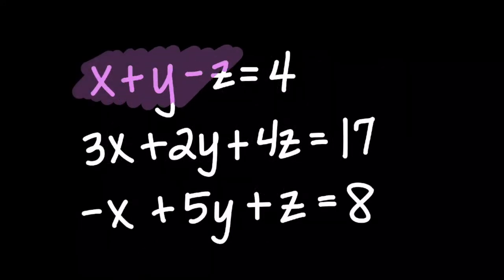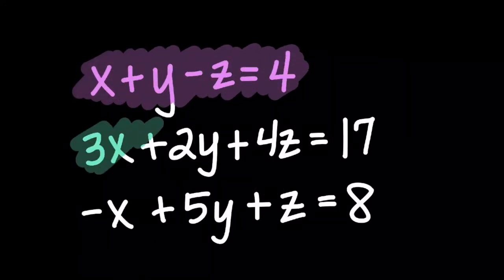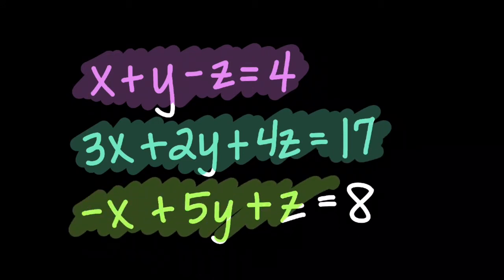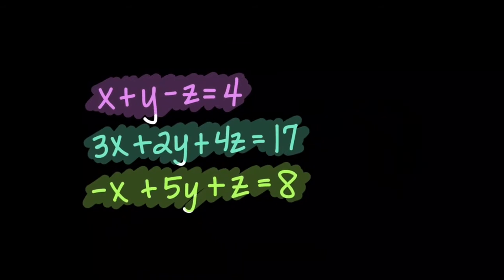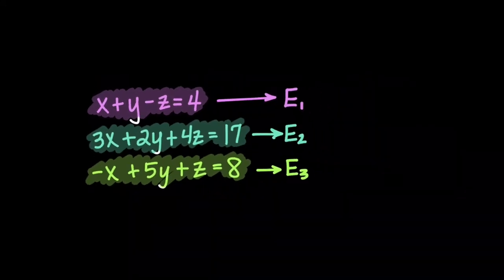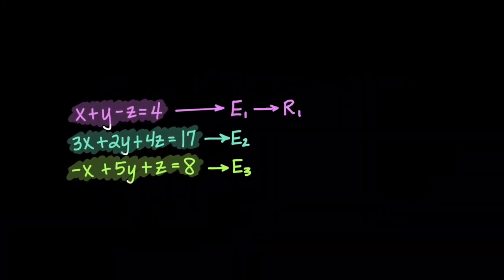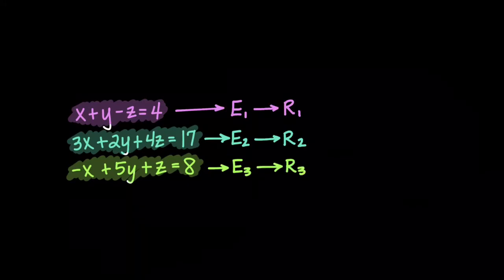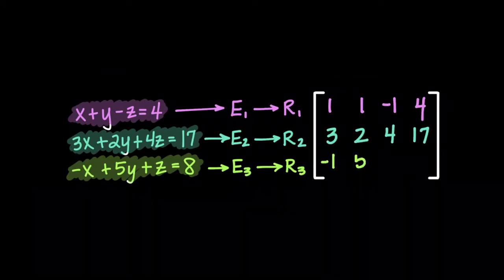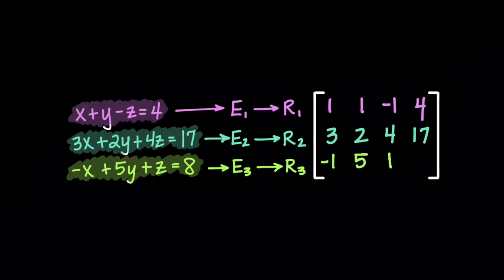We have a linear system: x plus y minus z equals 4, 3x plus 2y plus 4z equals 17, and negative x plus 5y plus z equals 8. Let's call this top equation 1, the middle one equation 2, and the bottom one equation 3. For the matrix rows, we'll call equation 1 row 1, equation 2 row 2, and equation 3 row 3. We have the coefficients 1, 1, negative 1, and the sum 4; 3, 2, 4, and the sum 17; negative 1, 5, 1, and the sum 8.